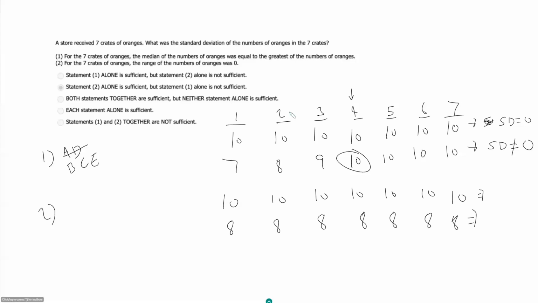in each of these cases, even though our values changed, our standard deviation is still 0 because on average, each of our terms is still 0 away from the mean. All of our values in this set are 0 away from 10, and all of our values in this set are 0 away from 8. So statement 2 is going to be sufficient because we know all of our terms are the same. Therefore, the standard deviation must be 0. B.